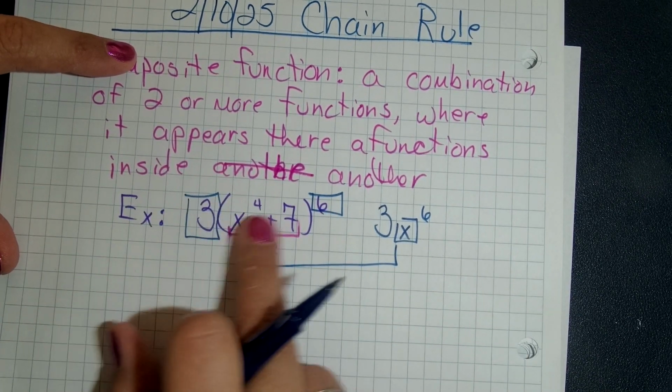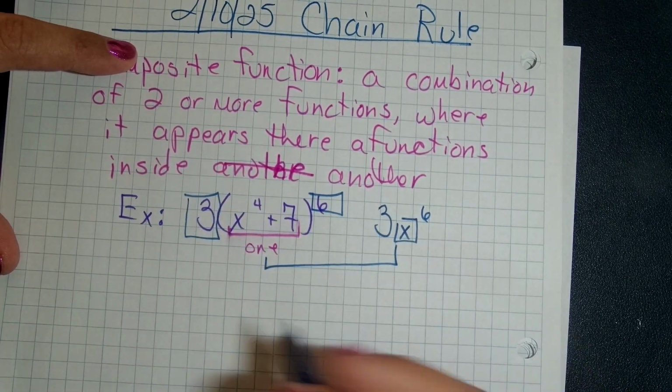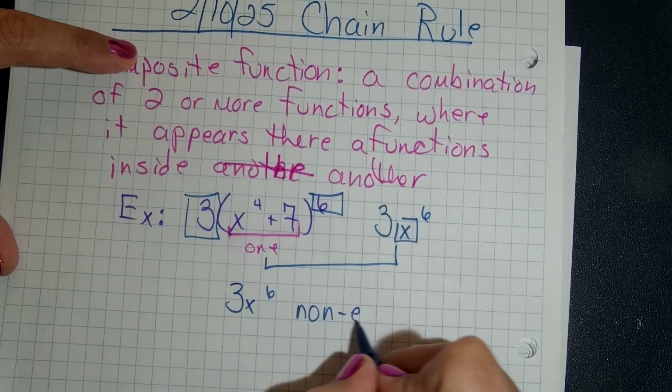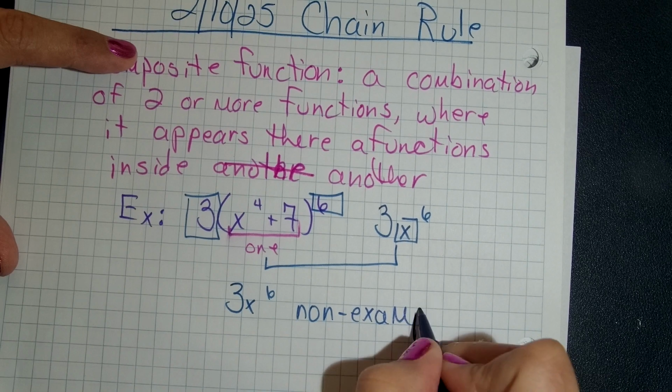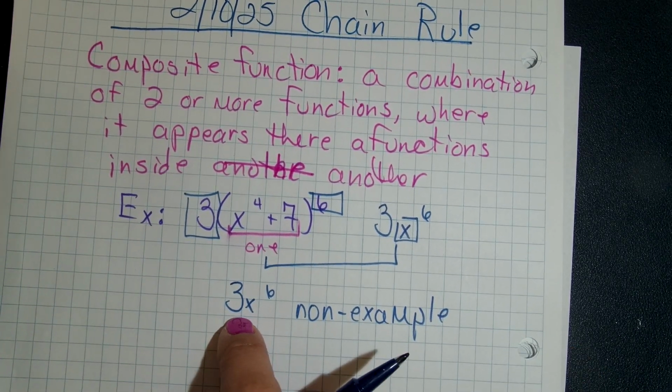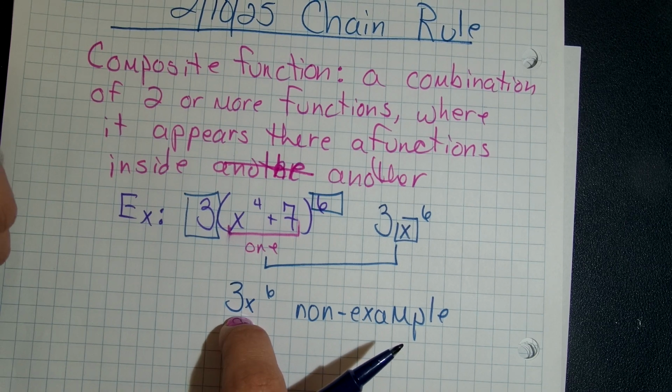This is a composite function. So this is an example, this is a non-example. 3x to the 6th is a non-example because there are not more terms inside of this x. Does that make sense? Are we sure?